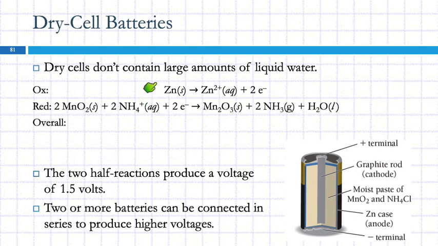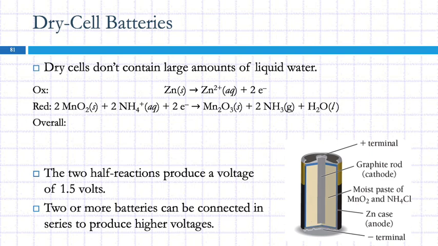And so we've got zinc is the oxidation, and MnO2 is getting reduced. And between these two half reactions, we're going to get a voltage of 1.5 volts. So here's an illustration of this. We've got the zinc casing on the outside is the anode, and then on the inside we've got this paste with a graphite rod that is the cathode.